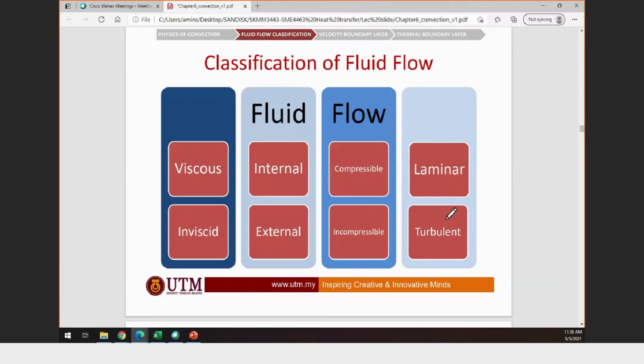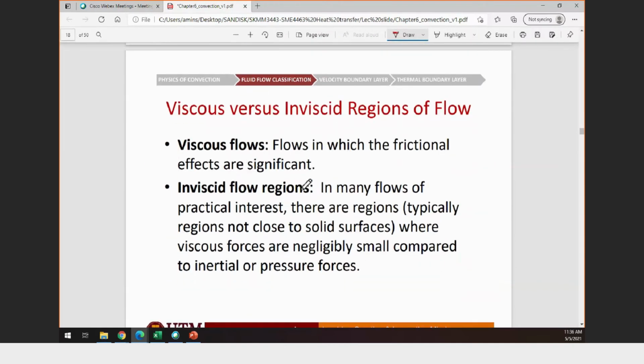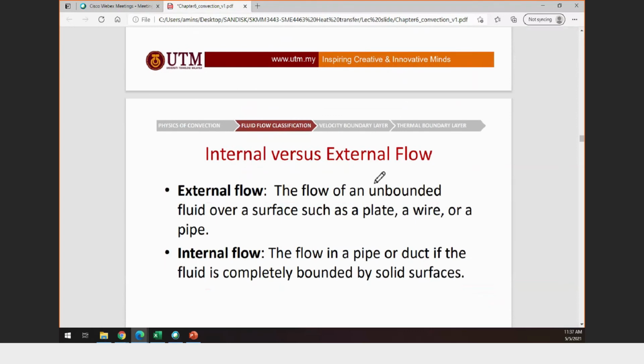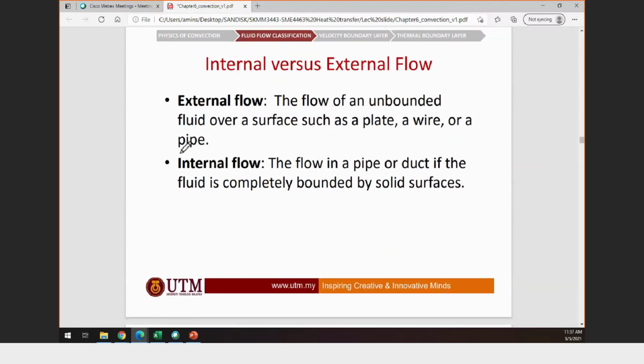Laminar is the type of flow which is less resistant, where the fluctuation of the velocity is very smooth, very uniform, but in turbulence, the fluctuation of the fluid velocity will be high and very random. This is the explanation: viscous flow and inviscid flow. External versus internal is related to the geometry, whether the flow is going outside or inside of the system.